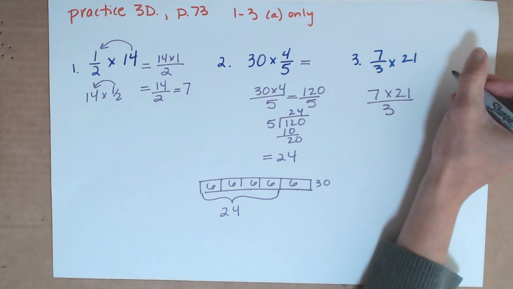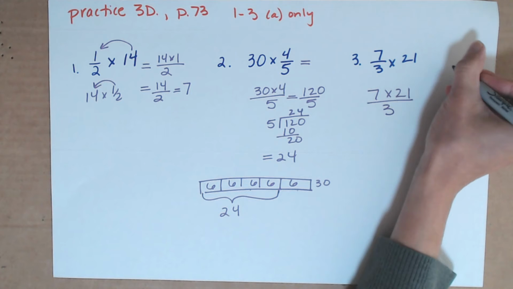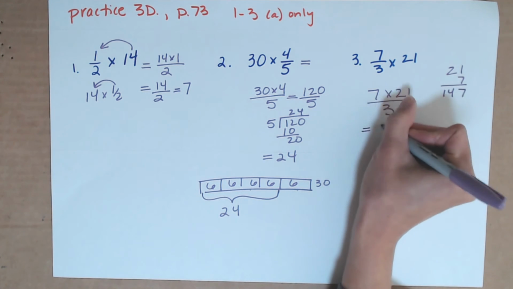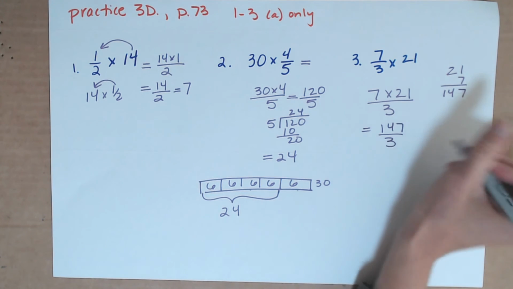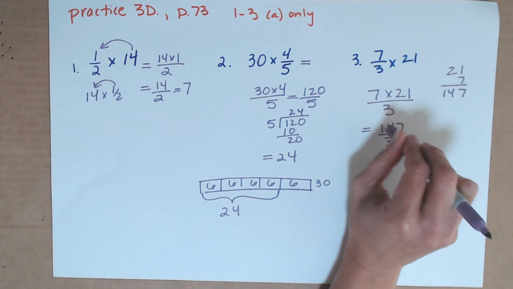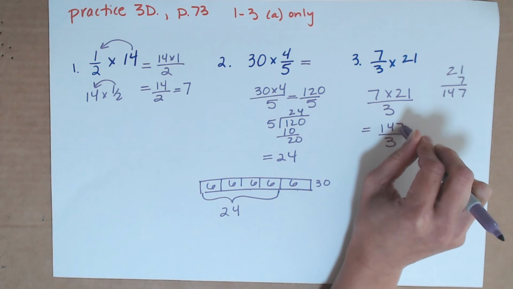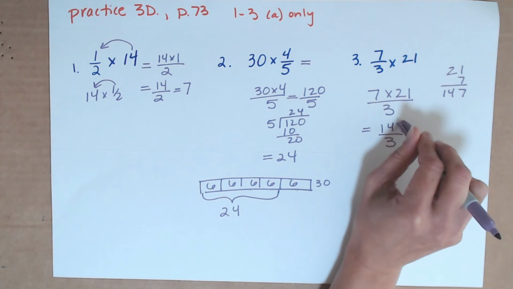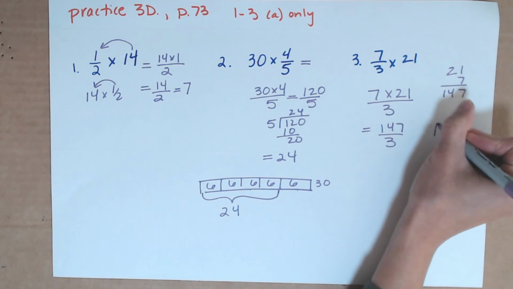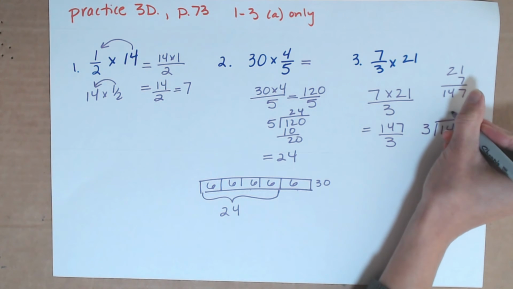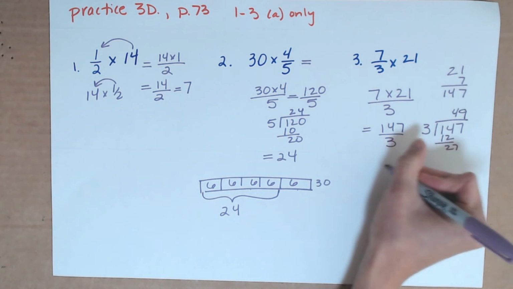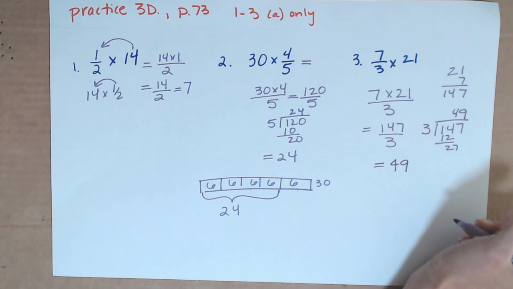So 21 times 7, let's do that, is 147. So this is 147 over 3. Let's see if this number is divisible by 3. 1 plus 4 is 5, plus 7 is 12. 12 is divisible by 3, so we know 147 is divisible by 3. So I can divide that out, and I get 49. So the answer is 49.